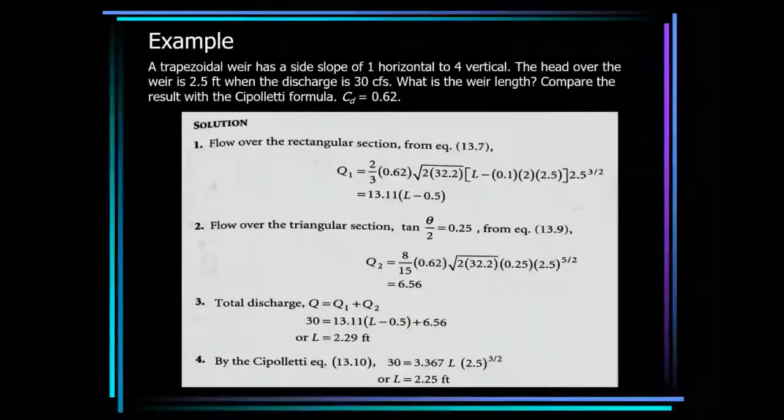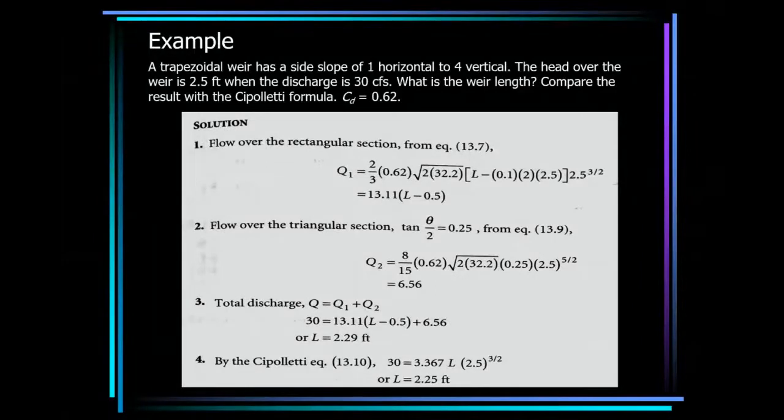Now we will do another example here for a trapezoidal weir. Here we have a trapezoidal weir with a side slope of 1 horizontal to 4 vertical, so it is a Cipolletti weir. The head over the weir is 2.5 feet when the discharge is 30 cubic feet per second. What is the weir length? Here we want to find the weir length and compare the result with the Cipolletti formula. Use a coefficient of discharge of 0.2.